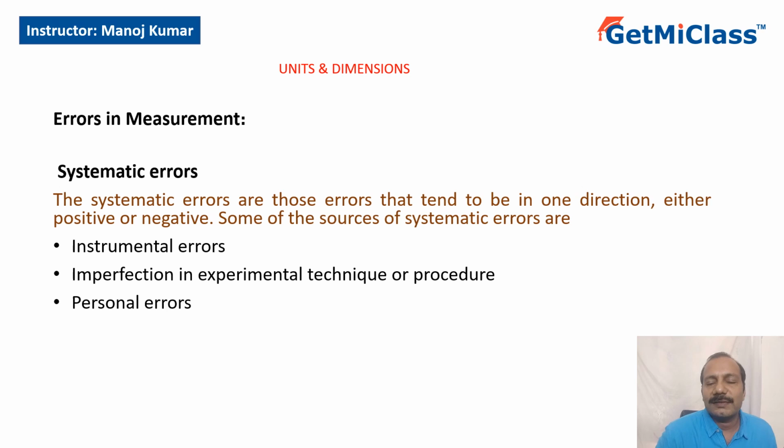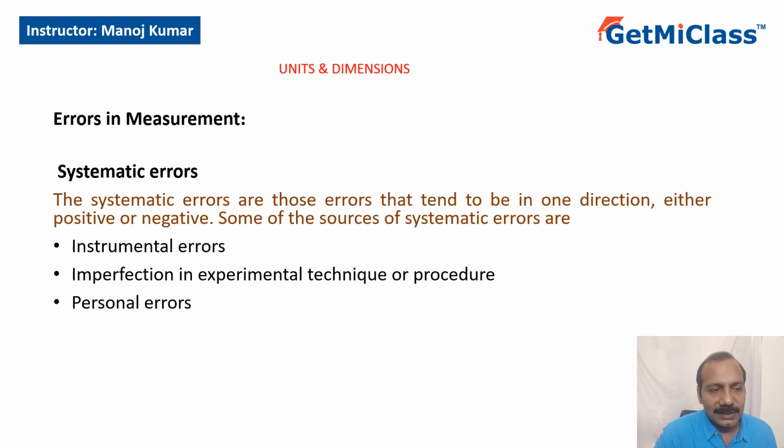Some of the sources of systematic errors are instrumental errors. Instrumental errors means the instrument is not working properly or the choice of instrument is not correct. Imperfection in experimental technique or procedure. So the procedure that I'm following might not be correct or might not be appropriate for that particular measurement. In that case, there would be an error.